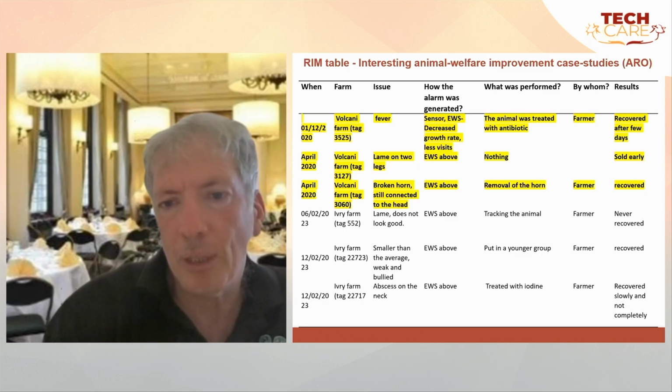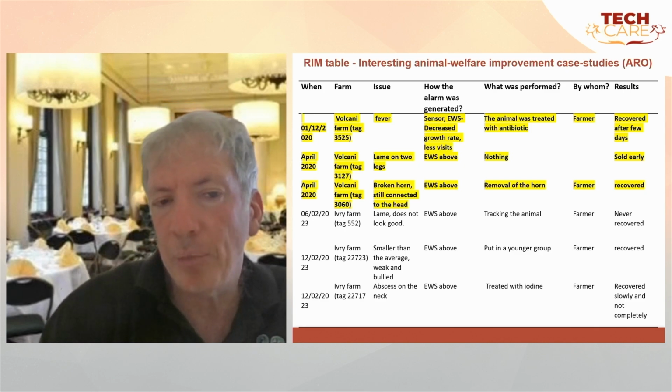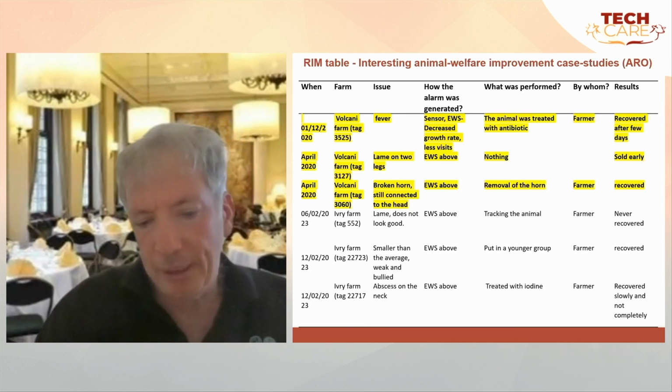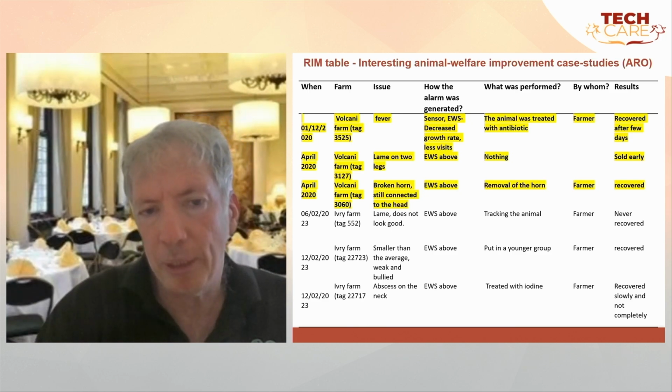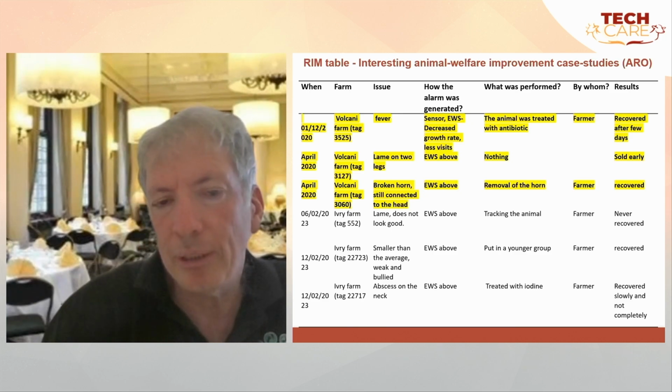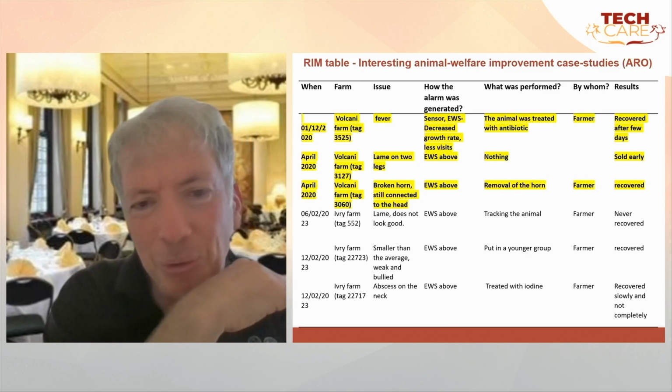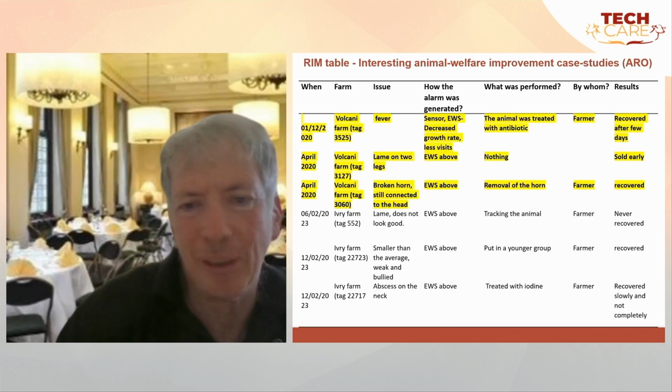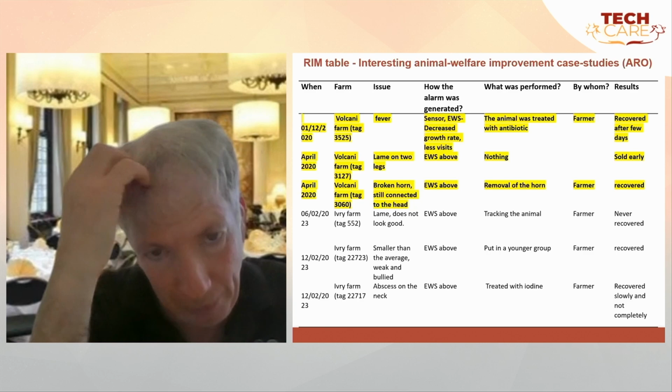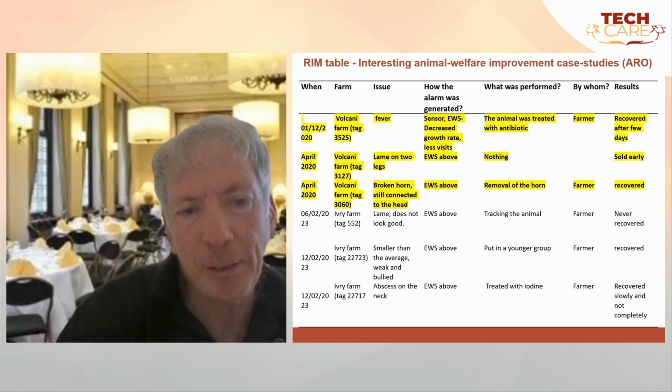The next one was a lamb on 2 legs. You remember the system can easily recognize change in behavior. Lamb on 2 legs, the farmer decided to do nothing. So he just sold it earlier. It was too complicated.